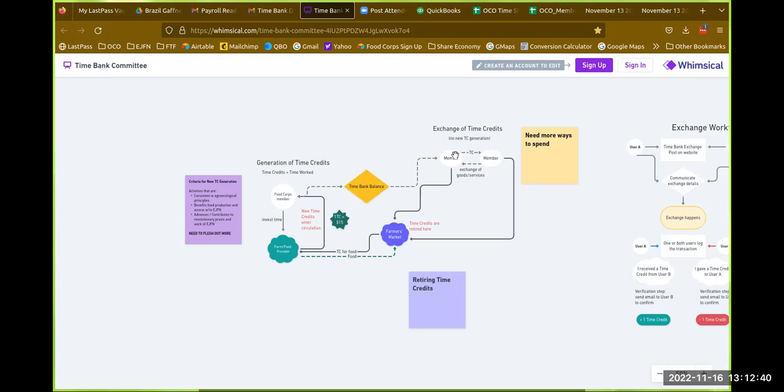But if the time bank member chooses to exchange their time credits for goods and services from other time bank members, then that time credit is just exchanged. It's not destroyed and it's not created. It just passes hands. And then the time bank member that receives the time credit can then go and either redeem that time credit for food where it dies, or can exchange it for other goods and services from other time bank members. So that's roughly the flow of a time credit and its life cycle. Any questions?